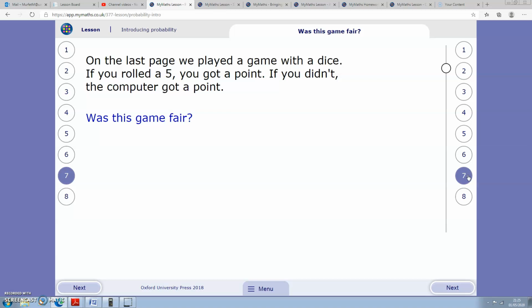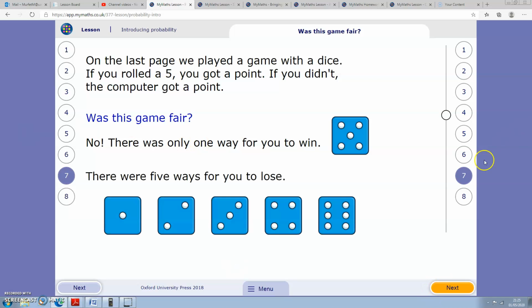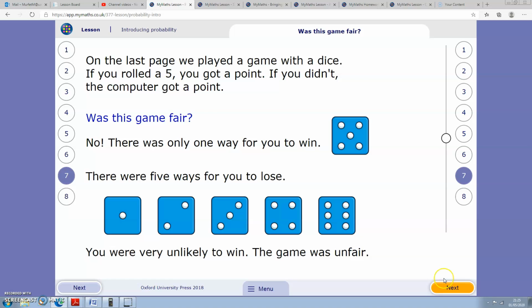Okay, on the last page we played a game with a dice. If you rolled a 5, you got a point. If you didn't, the computer got a point. Was the game fair? No. There was only one way I could win, and there was 5 that I could lose. So you were very unlikely to win the game. It was unfair.